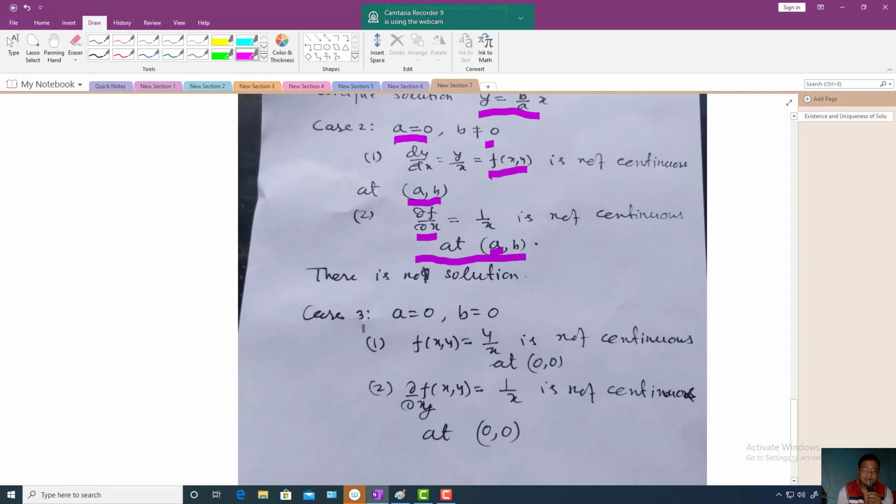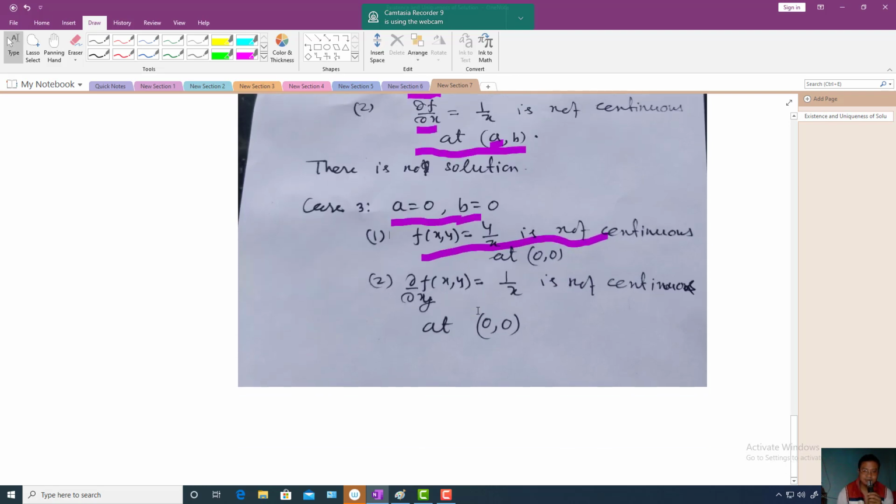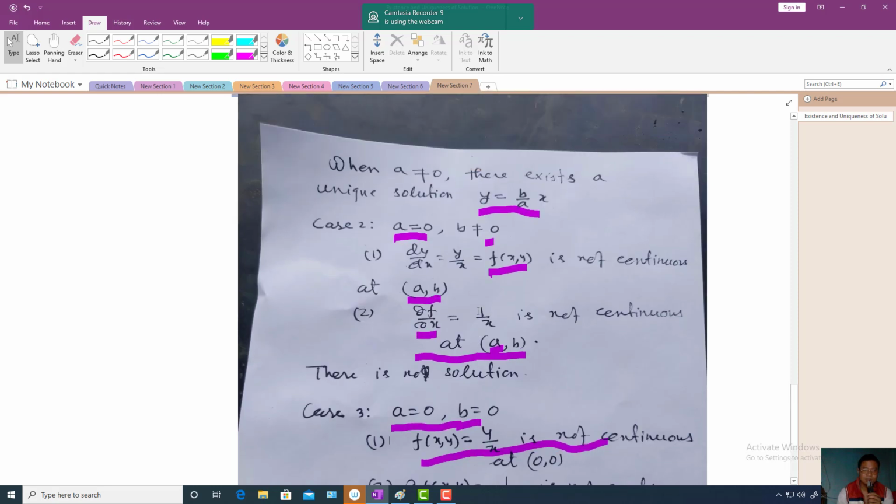So case number 3, when a is equal to 0 and b is equal to 0, what does it say? When a is equal to 0, the function is not continuous. The denominator is going to be 0, and the partial derivative is also not continuous. So 2 conditions fail in this situation also. So what is the conclusion? Here there is no solution.